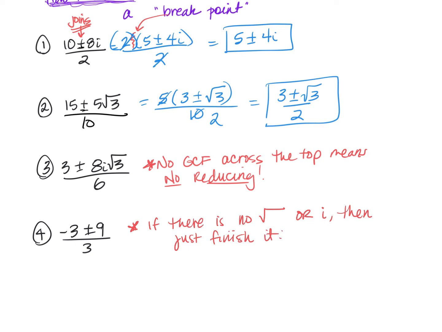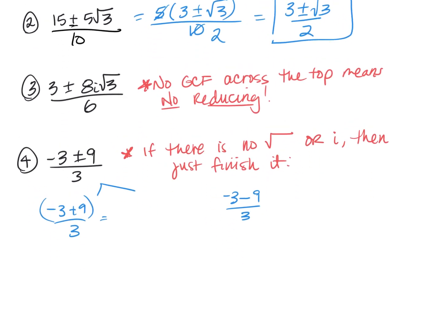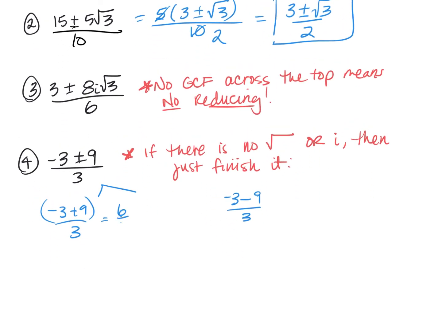All right, what do I mean by that? Well, I mean break it up, the plus and the minus. So I have negative 3 plus 9 over 3, and I have negative 3 minus 9 over 3, which would give me 6 over 3, which is 2. So that gives me a solution of (2, 0). And this would give me negative 12 over 3, which is negative 4. So my solution would be (negative 4, 0).